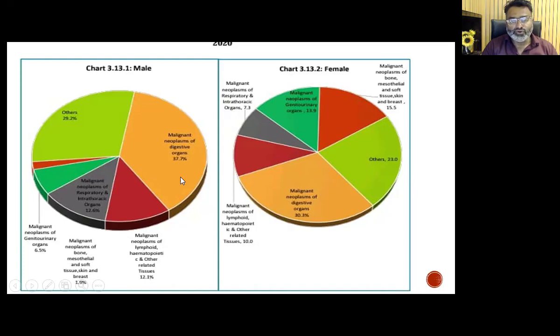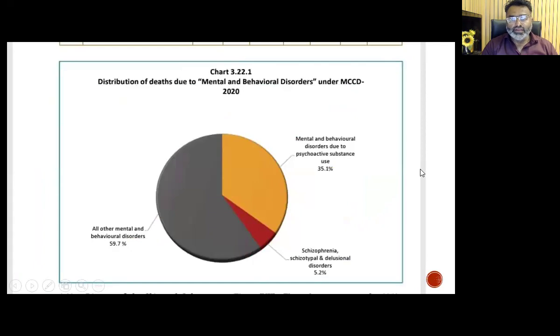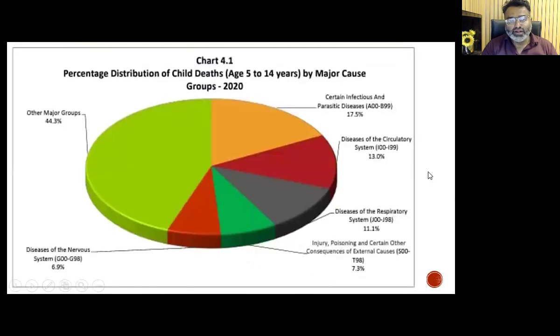This part I would like to concentrate on, malignant neoplasms of the digestive organs, because this is what the statistics is. The nutritional or endocrine disorders: diabetes mellitus, 86.8% of the deaths due to diabetes alone. And then a small percentage to thyroid, nutritional deficiencies, malnutrition, and others. Psychiatrists: mental and behavioral disorders due to psychoactive substances, delusional disorders, behavioral disorders, all other mental and behavioral disorders. So these policymakers get a tool on which to act if we correctly fill this medical certification of cause of death form.